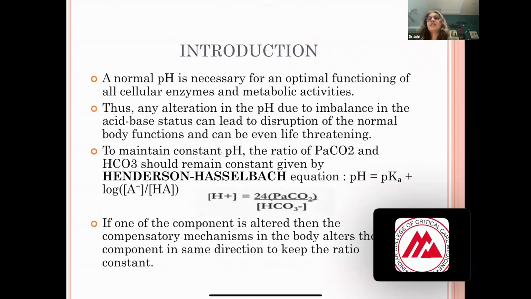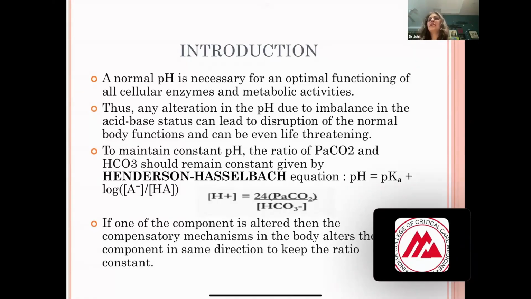So to begin with, a normal pH is basically necessary for an optimal functioning of all cellular enzymes and metabolic activities. Thus, any alteration in the pH leads to imbalance in the body's acid-base status, which can cause disruption in the normal functioning and can be even life-threatening and fatal.